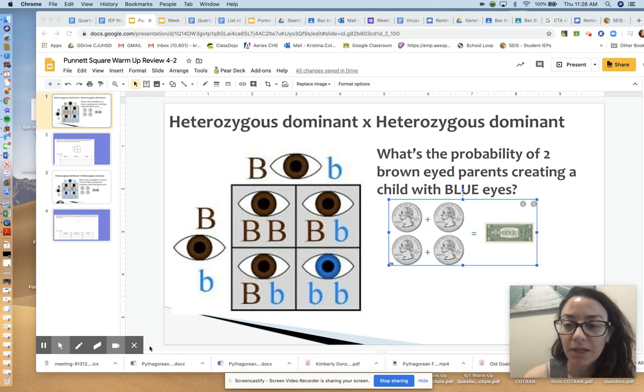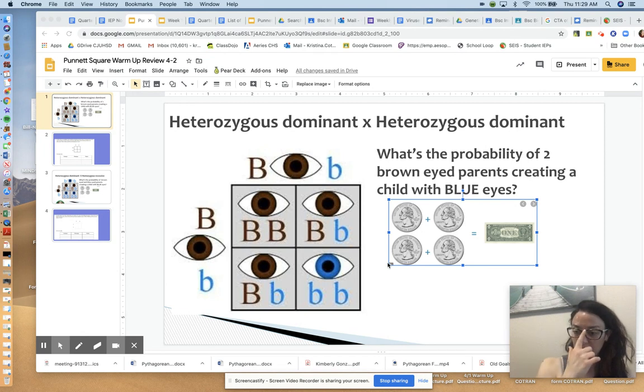Okay, hi everyone. I wanted to do a quick video that reviews the warm-ups just to make sure that we understand Punnett squares. A Punnett square is a square that's cut into four boxes and it determines genetic probabilities.